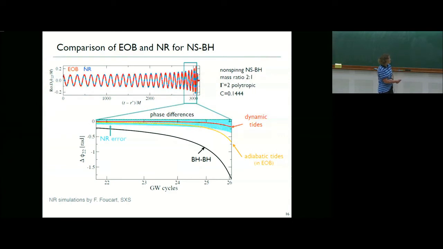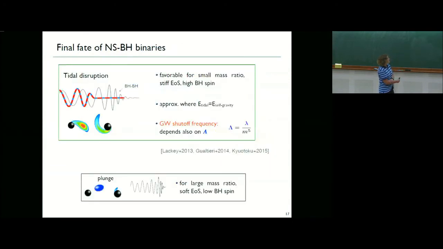What's also interesting for neutron star black hole is what I mentioned before about tidal disruption. That scenario is most favorable when you have small mass ratios, stiff equations of state, or high black hole spin. All these will help your chances of having a tidal disruption. You can already think about it: when the neutron star gets closer and closer to the black hole, the tidal force will start to strip off material from its surface, that you can compute simply by force balance.